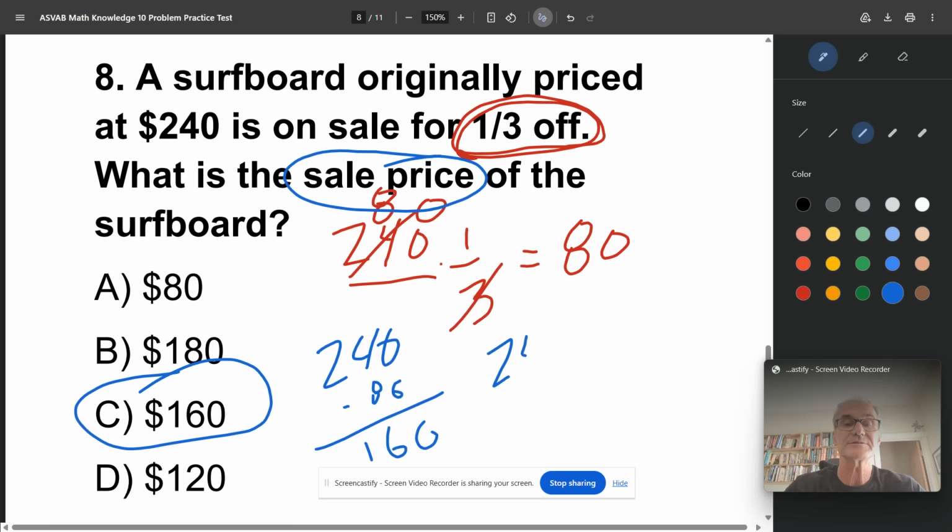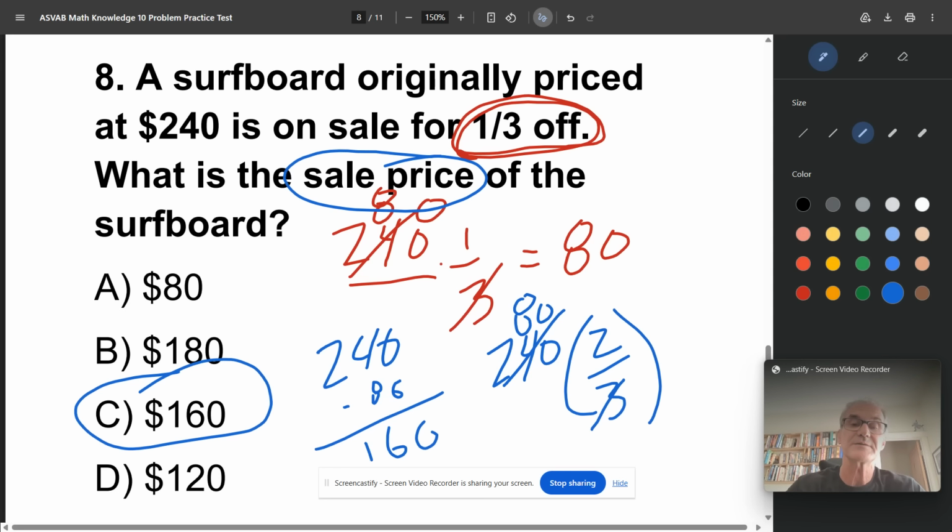The other way I could have done that, it said 1 minus a third. I could have taken the original price, and then 1 minus a third is 2/3, multiplied it by that 2/3 to get the final price. 3 goes into 240 80 times, 2 gives me that same 160. Just different ways to look at the same problem.